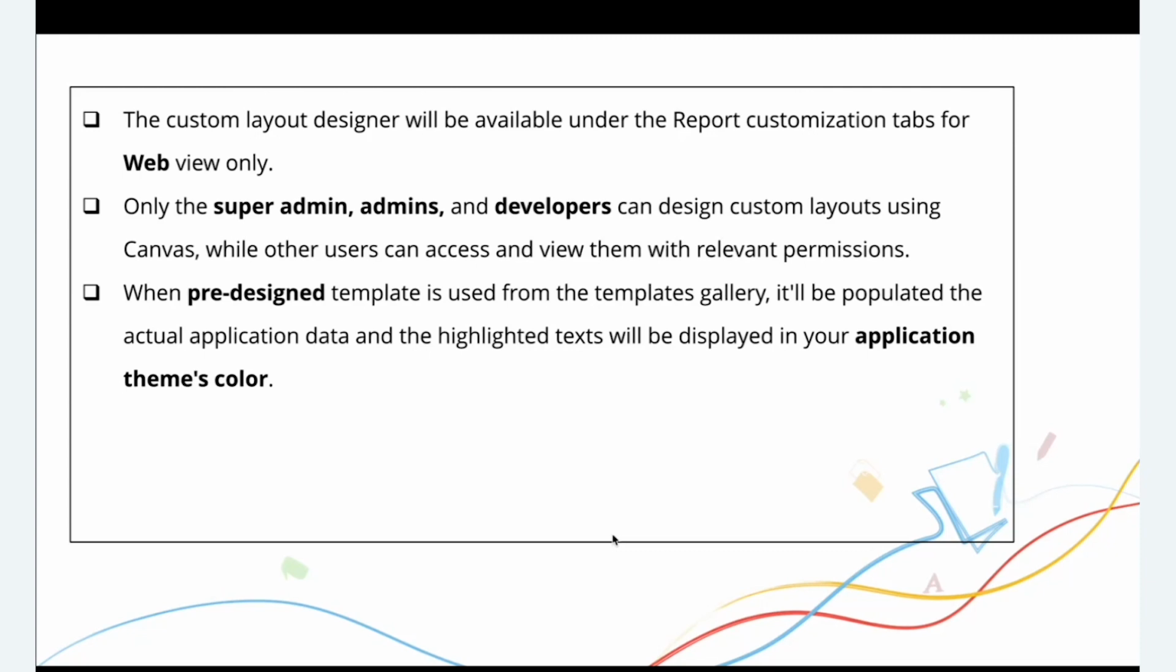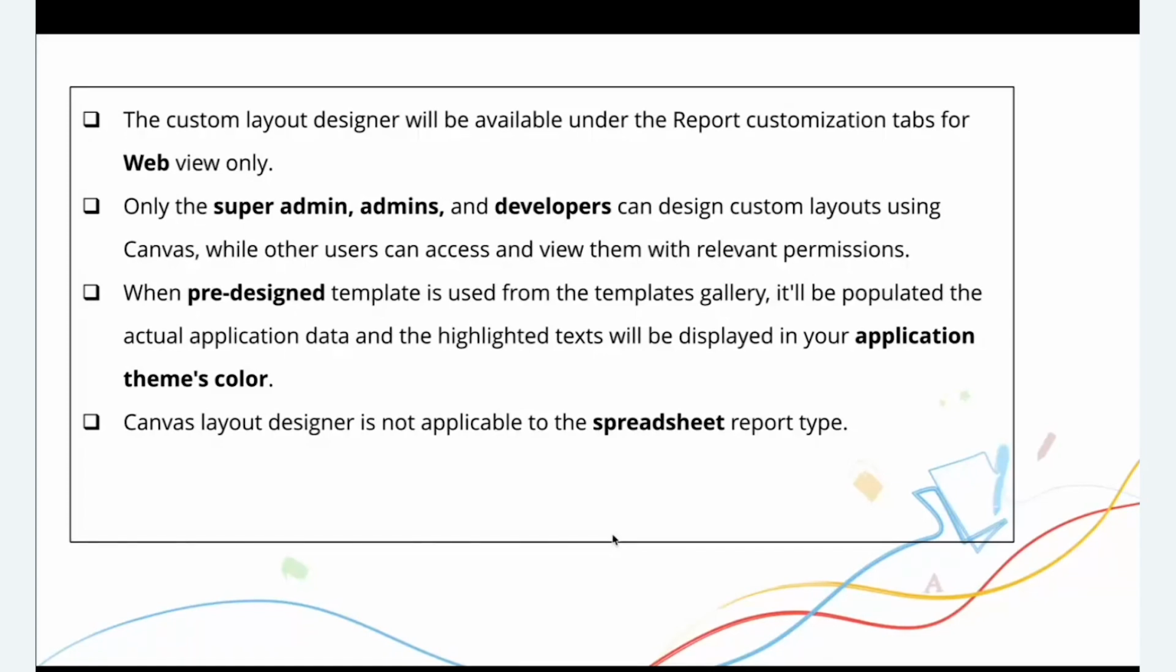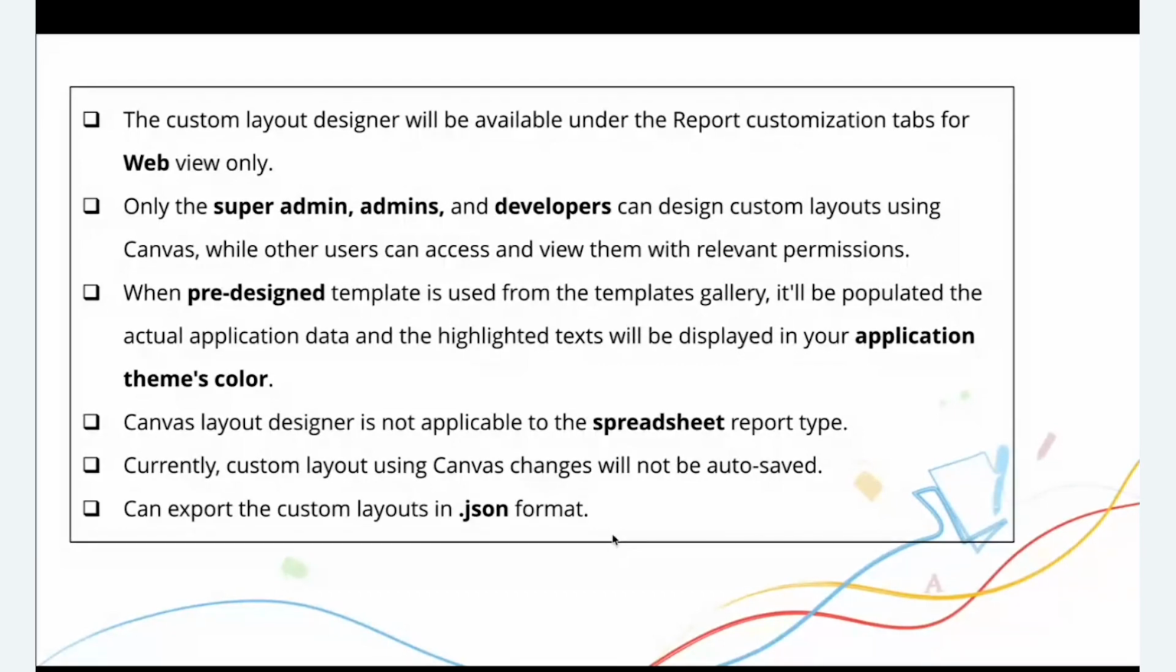And next, detail view is not applicable for the spreadsheet report, and this Canvas Layout Designer is also not applicable for the spreadsheet report type. And then, as I showed you, the Canvas design that you're building is not auto saved. Every time you have to save it for the changes to be reflected in your live mode. And at last, when you're exporting or importing a particular design as a layout, it should be in the JSON format. So these are the basic things to be kept in mind before making use of this Canvas Layout Designer in your application.